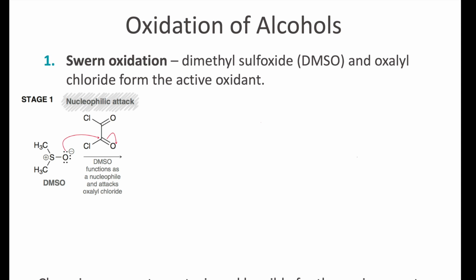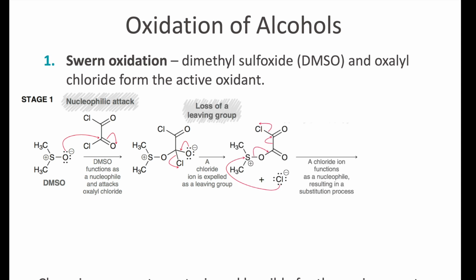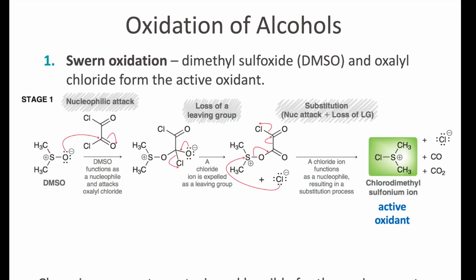So first you have your DMSO. The oxygen on the DMSO attacks the oxalyl chloride, breaking the double bond and kicking those electrons up onto the oxygen. The oxygen then kicks it back down, reforming the double bond, kicking out this time the chloride ion. So that chloride ion then goes and does a nucleophilic attack on the sulfur. And so we have here chlorodimethyl sulfonium ion, which is the active oxidant.